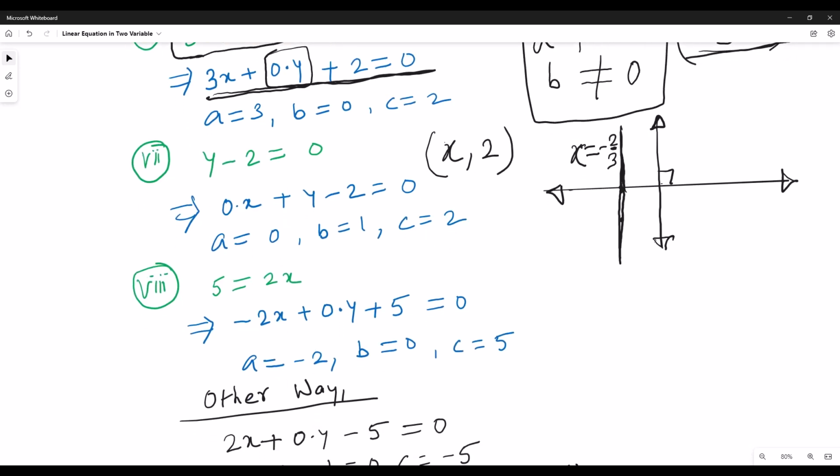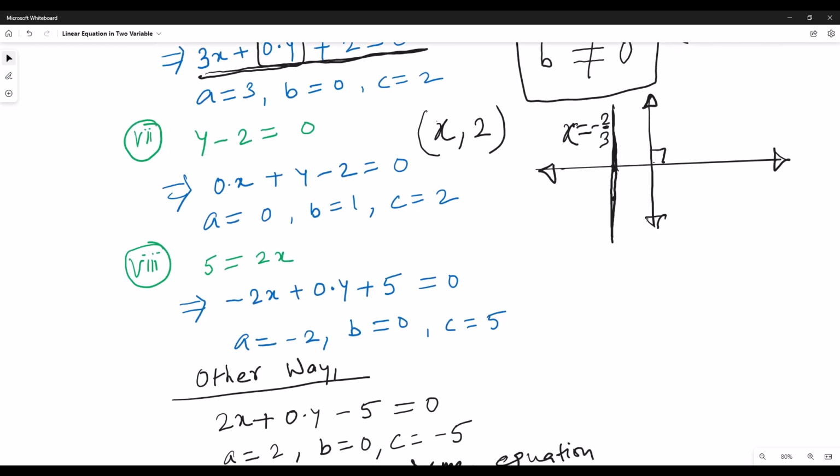5 equals 2x. So the solution of this equation is x equals minus 5 by 2. Sorry, 5 by 2 only, not minus 5 by 2. X equals 5 by 2 and y can be anything. So this is the solution of this equation.